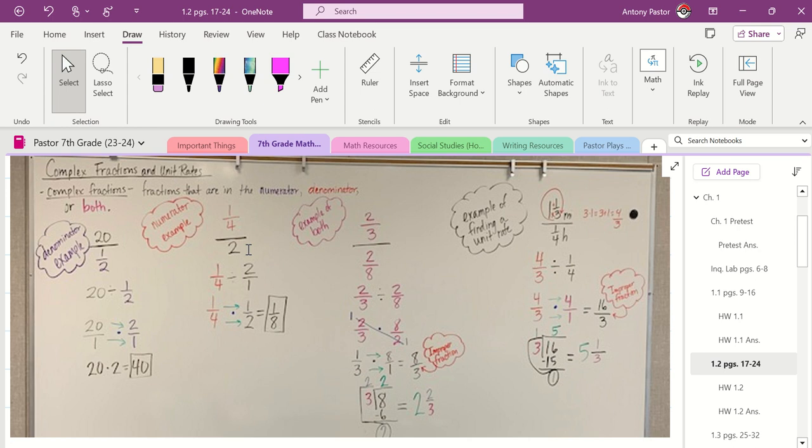So an example here would be, since 20 over 1/2 would be 20 divided by 1/2, is the same thing as saying 20 times 2, which is 40. And then the other side, we've got 1/4 divided by 2. Again, we would flip it, multiply it, and 1/4 divided by 2 would be 1/4 times 1/2, which would be 1/8.